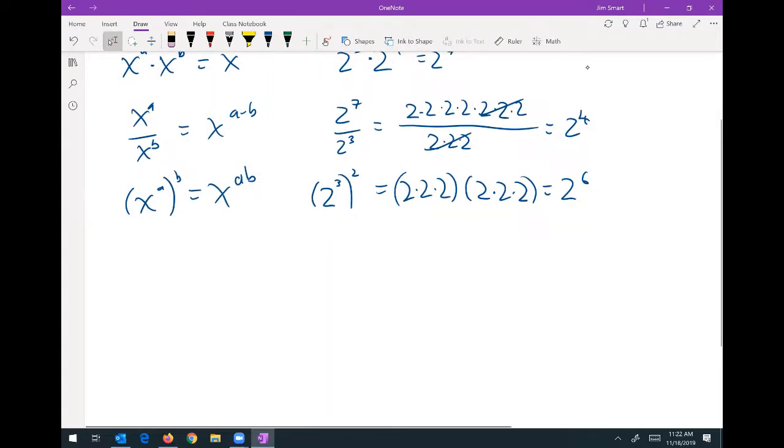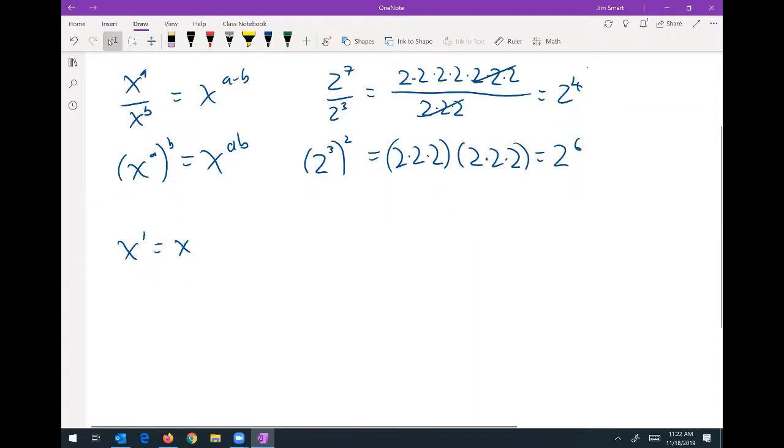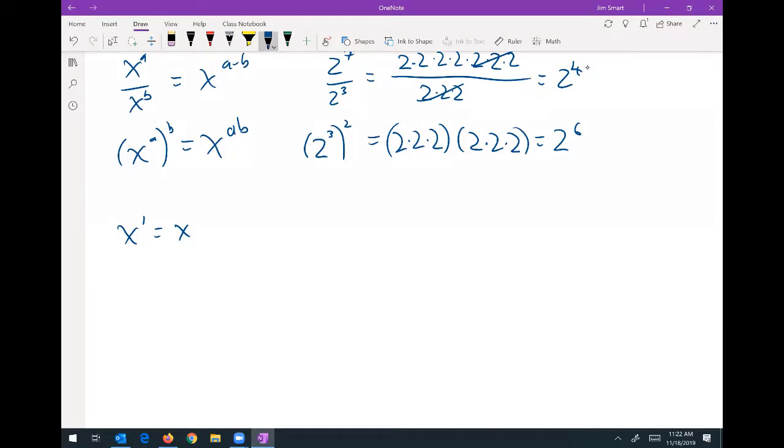It makes sense that anything to the first power is just that number. I don't think we'll go there, but the reason why some people get confused with x to the 0, anything to the 0 power is 1, is that if you think about 2 cubed over 2 cubed, we know that's 1, but by the subtraction rule for exponents, that would be 2 to the 3 minus 3, which is 0. And obviously anything divided by itself is 1.